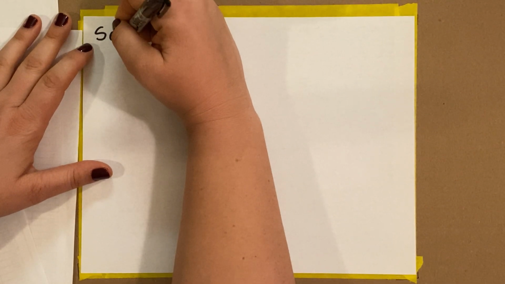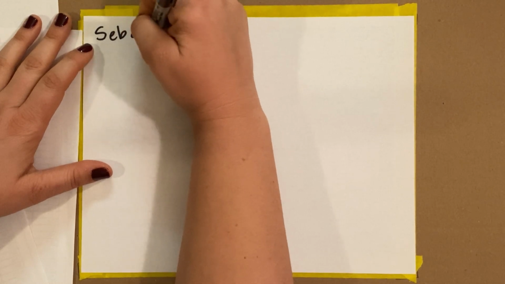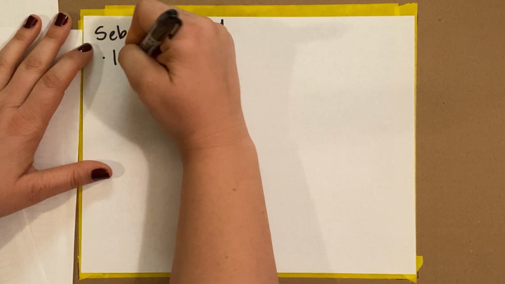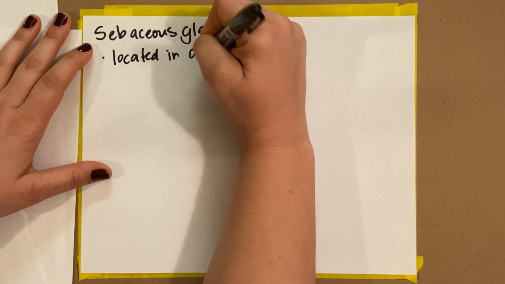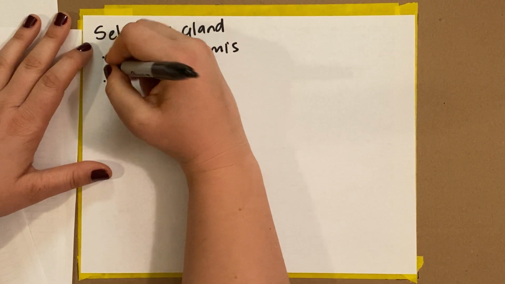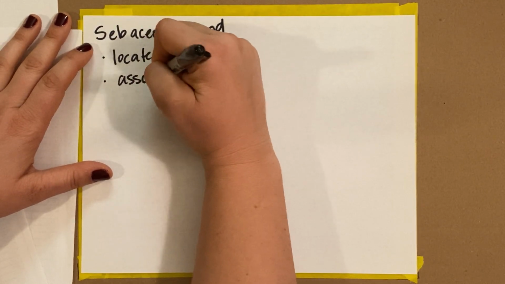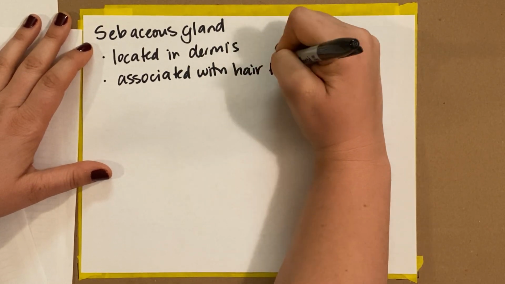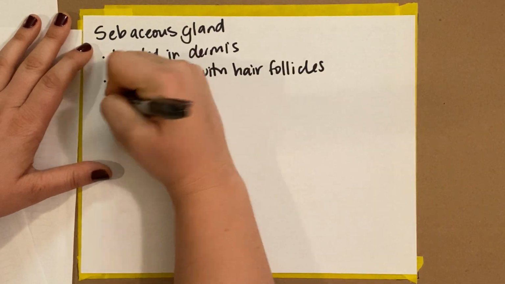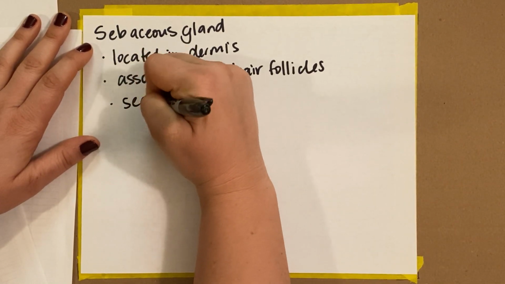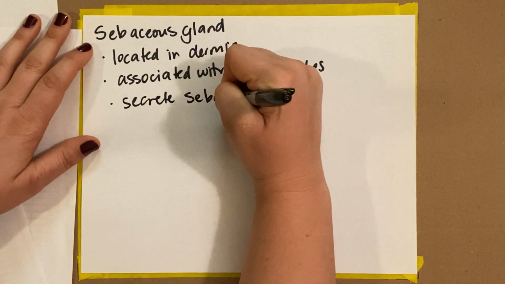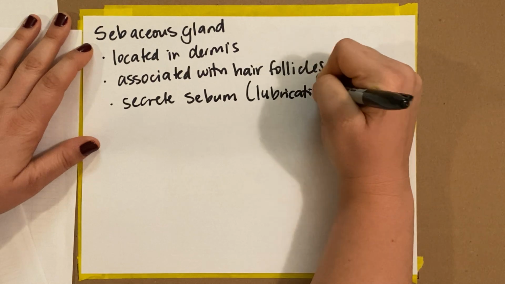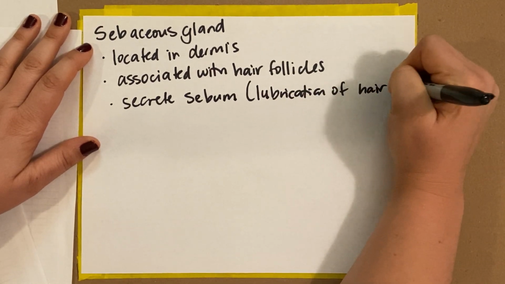So these are also found in the dermis. Okay, and so located in the dermis, and they are also associated with hair follicles, and they secrete sebum, which is basically kind of a lubrication of the hair and skin.